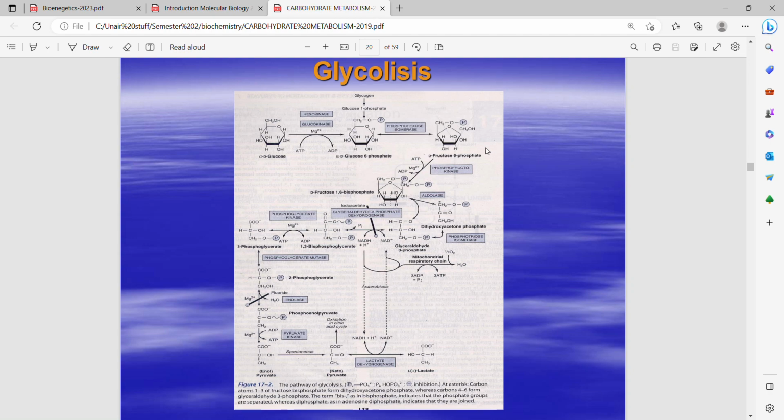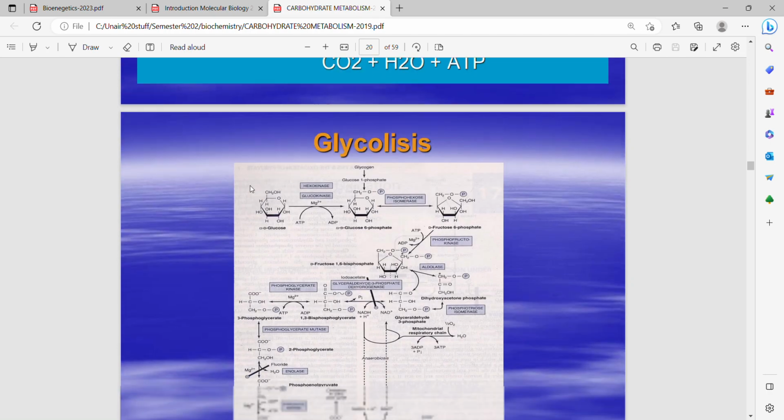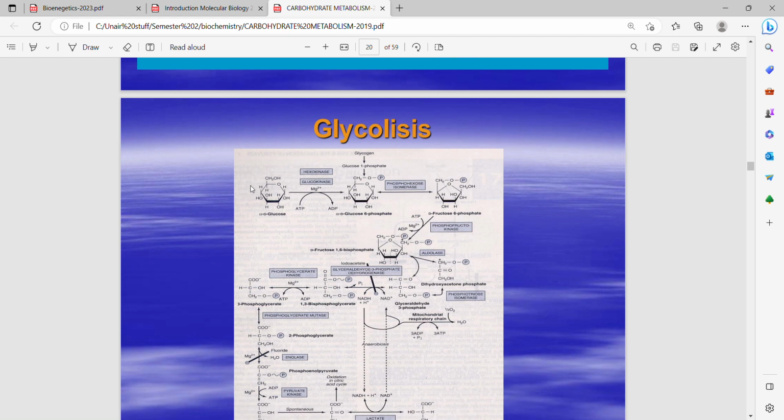Okay, so now I will talk about the glycolysis process. Glycolysis is a process in which we oxidize glucose into pyruvate to produce ATP for energy use. Okay, so first you have the glucose here. The first step in the process is that it is converted into glucose 6-phosphate by hexokinase and glucokinase.